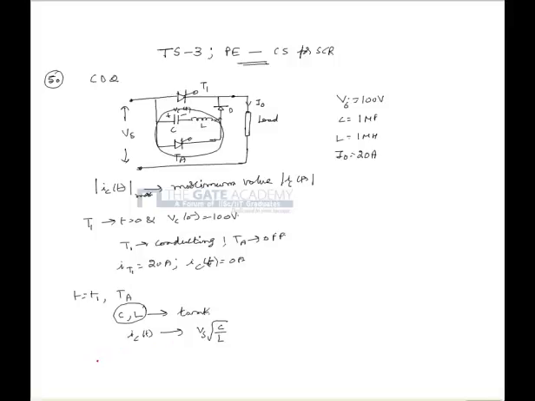Now once the capacitor current reaches 0, then thyristor TA is off. Now the capacitor starts contributing to load current I0, and slowly the capacitor current IC of t reaches I0. That's when the thyristor T1 is off.